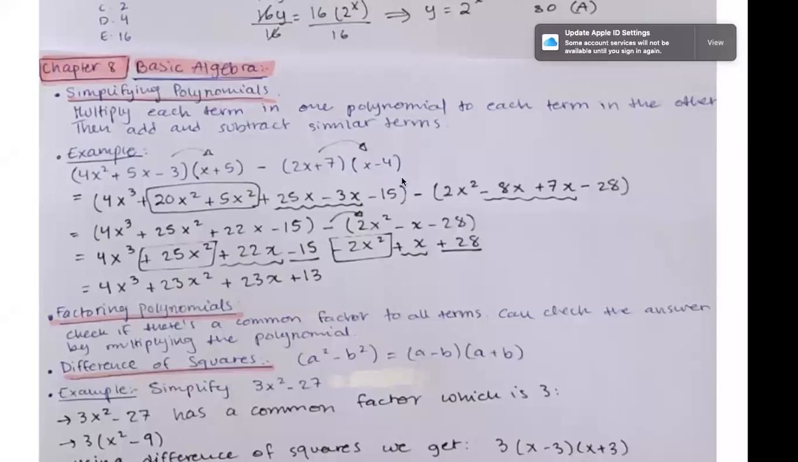Okay, so after multiplying the first two polynomials, we put them in one bracket, and then we put the negative sign. We do the same thing for the other two brackets, multiply them by each other, and put them in one bracket.